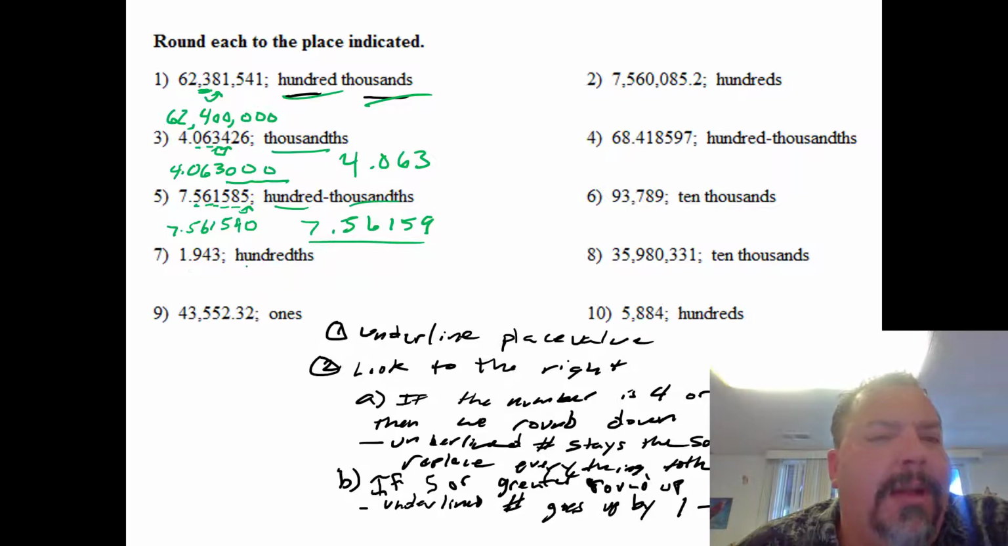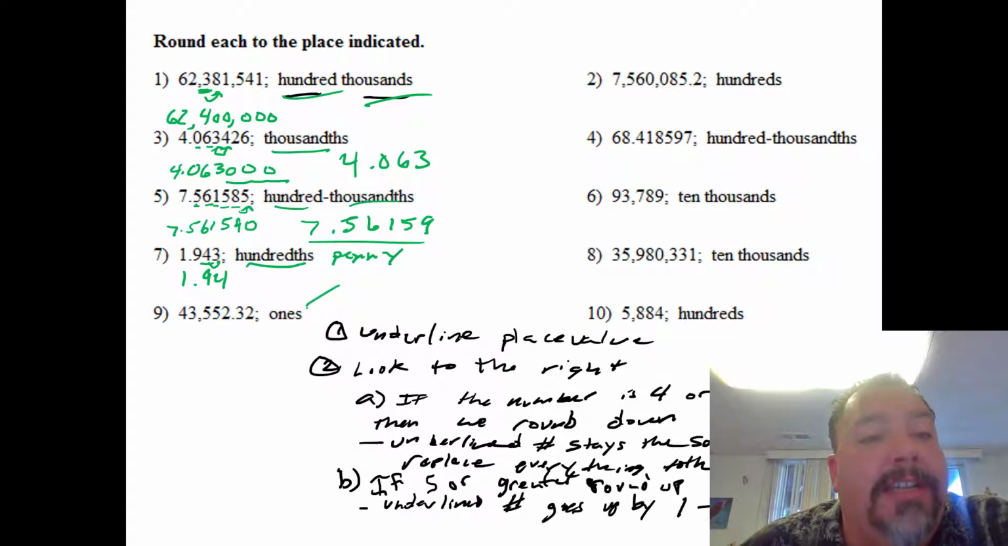Okay, number 7, hundredths. This is like rounding to the nearest penny, if we're talking about money. So if I round to the nearest penny, this would be 1.94, because the 4 was in the hundredth spot. The next number over is a 3, and so we're going to round it down, and we'd have $1.94, or $1 and 94 hundredths.